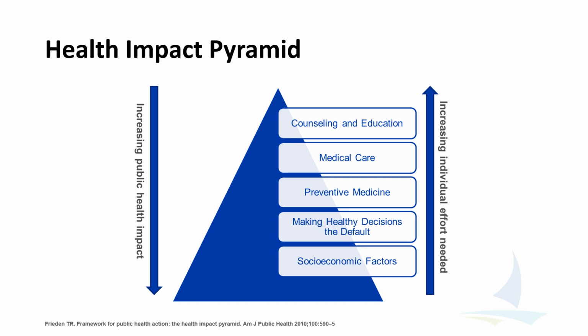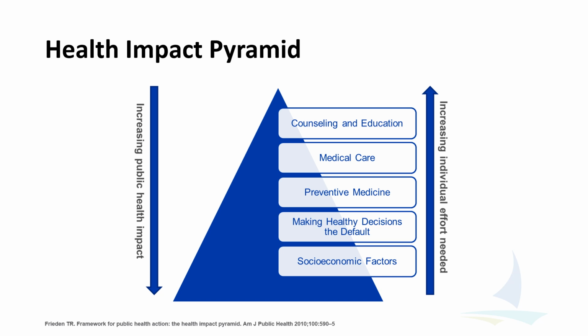To address the determinants on the slide we just discussed, we have to have a plan of attack or a means to affect change. This health impact pyramid helps visualize which public health interventions have the greatest impact. Those that change the context to make healthy choices the default tend to be the most effective. As we move down the pyramid, the public health impact grows greater. However, as we move up the pyramid, the amount of individual effort increases.